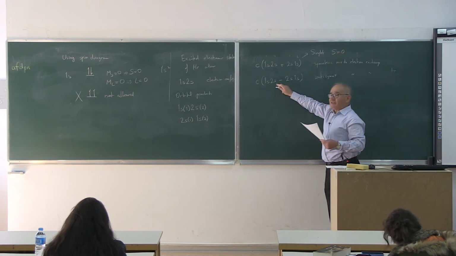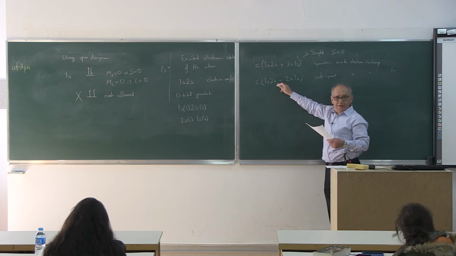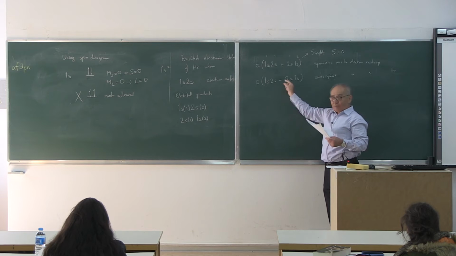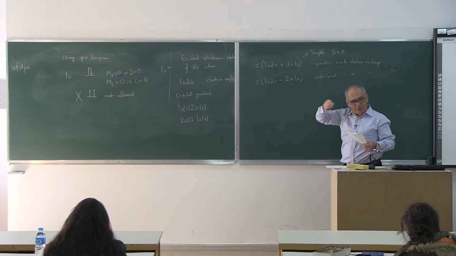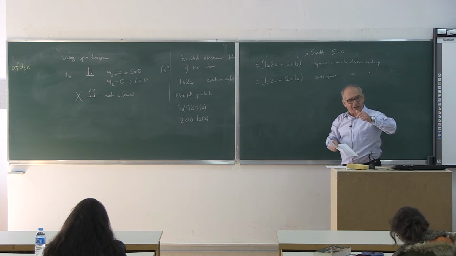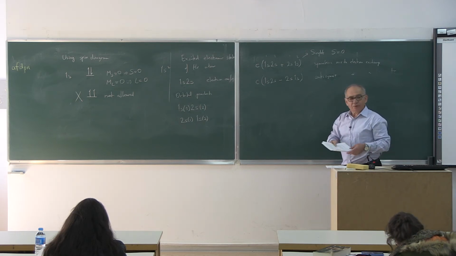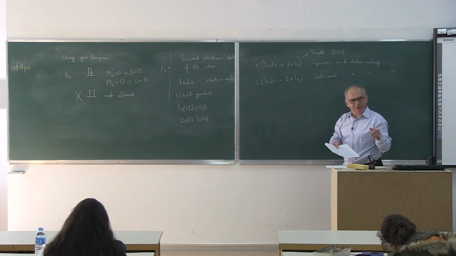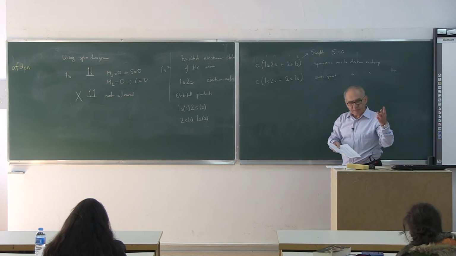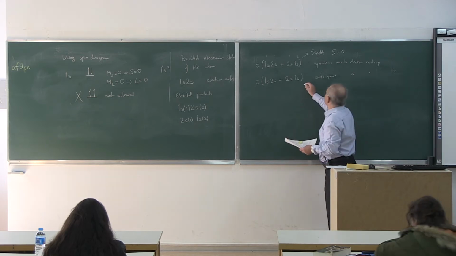On the other hand, the second function is antisymmetric with respect to electron exchange. We have to multiply it with a spin function which is symmetric in spin exchange. So which spin functions are symmetric with respect to spin exchange? There are 3 of them. They correspond to S equals 1, the triplet.